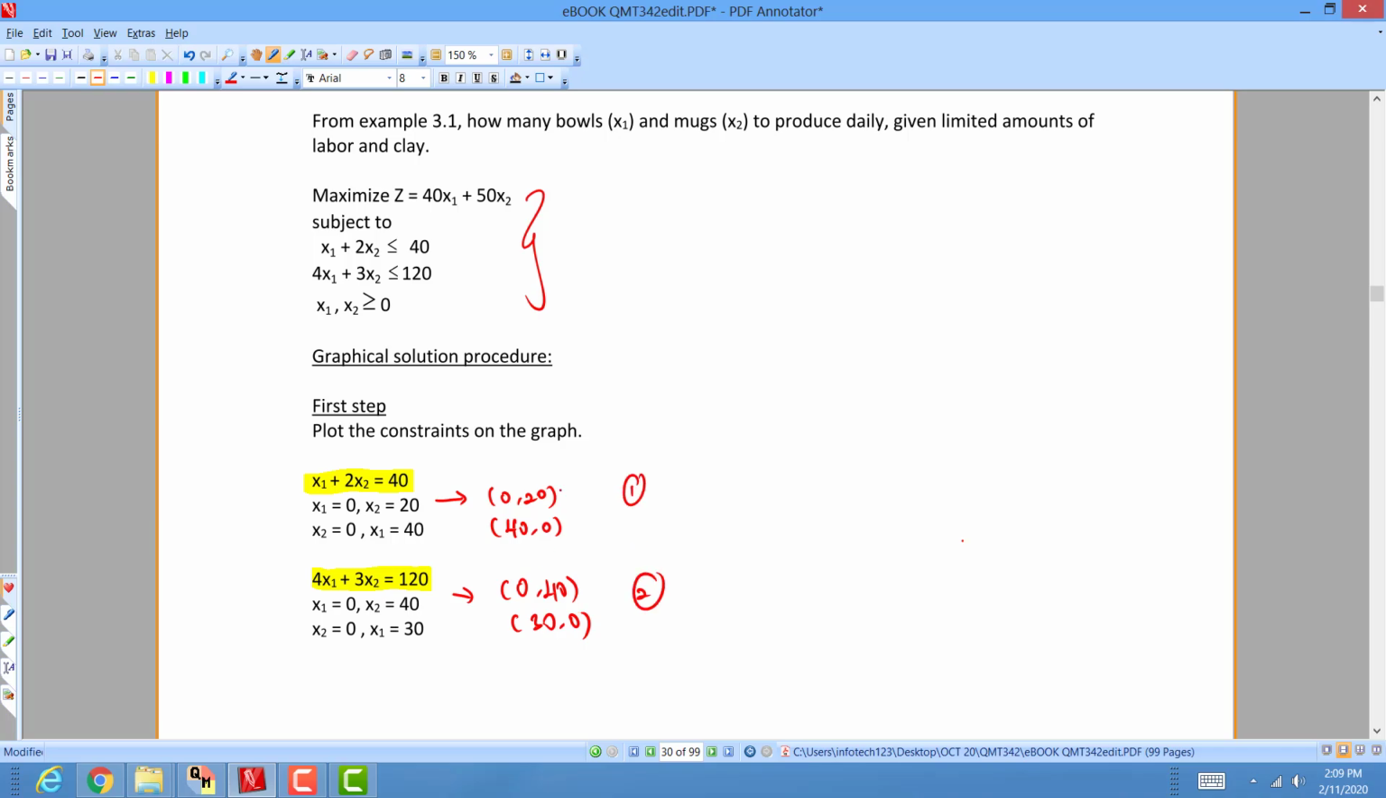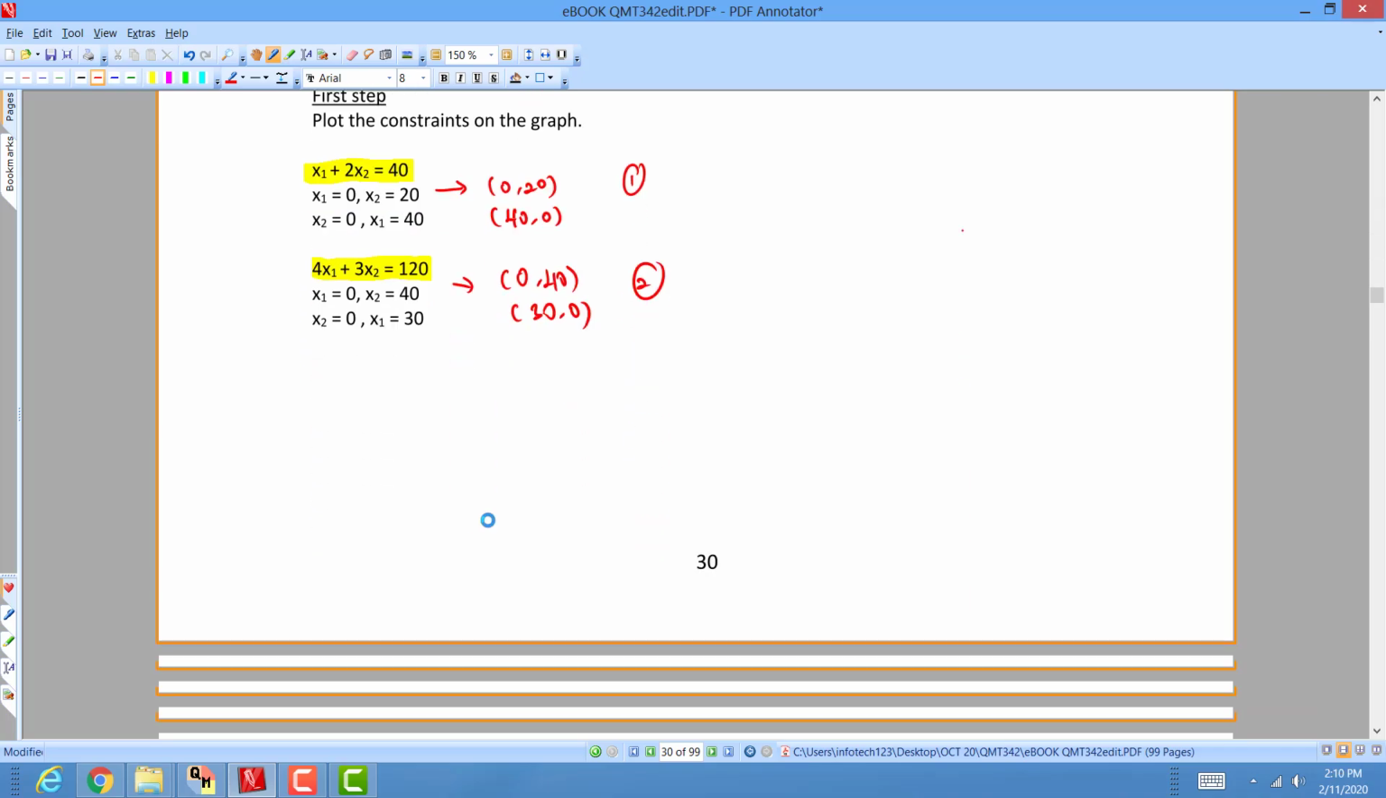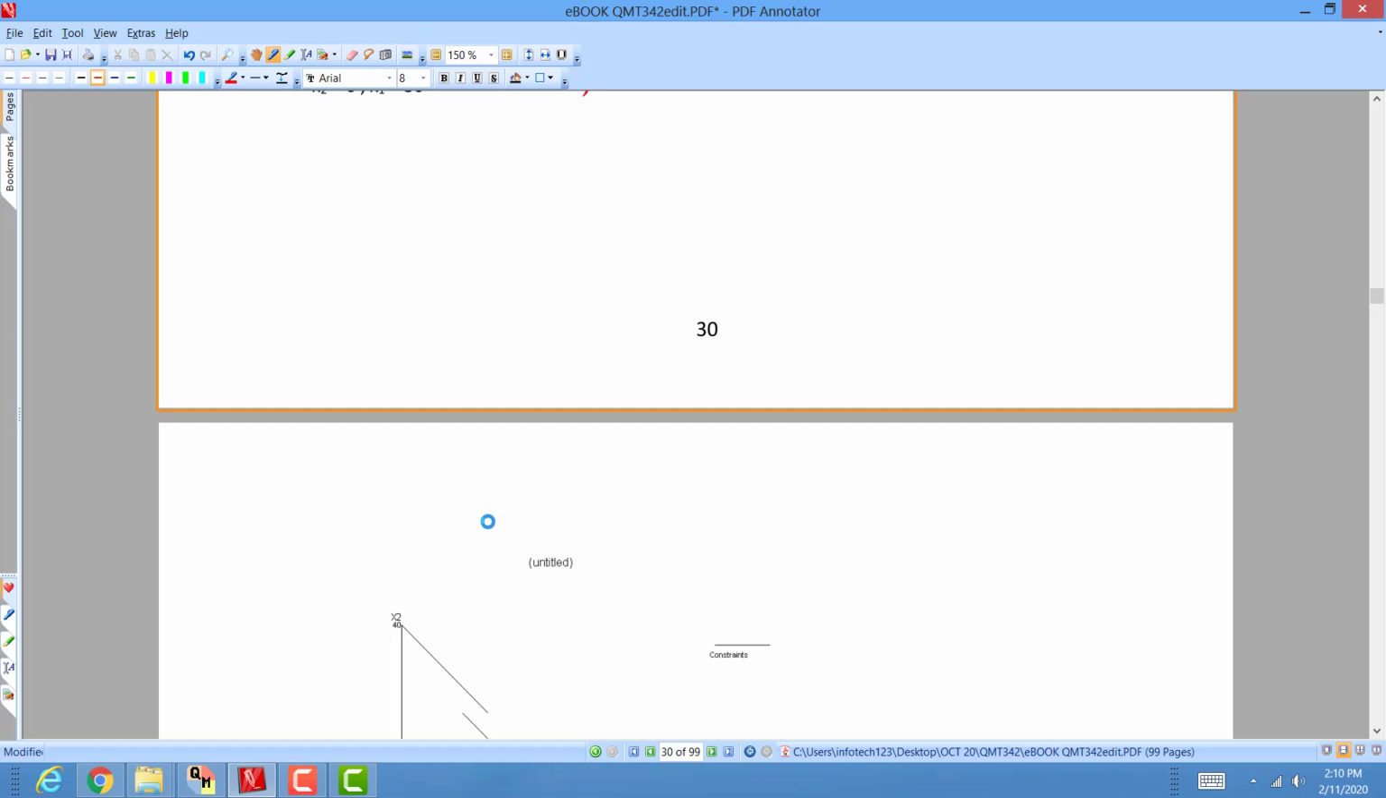Why do I substitute 0 into this equation? To get one line. First I need one dot. If I have two dots here, it will become one line. So there are two lines there.